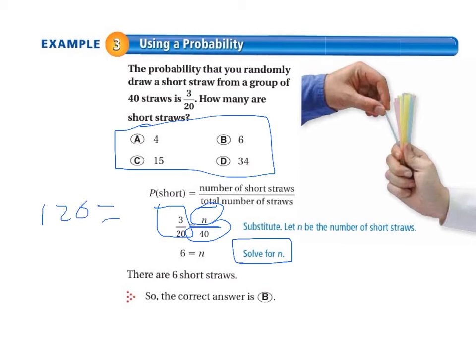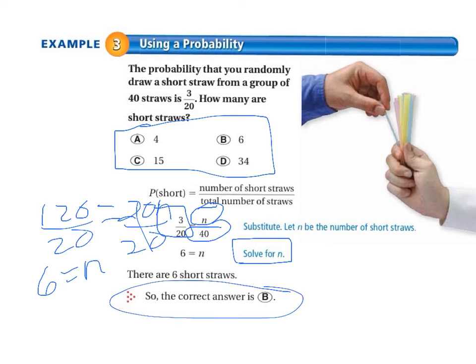and 20 times n equals 20n, and then they divided both sides by 20, and they found out that 120 divided by 20 equals 6, so 6 equals n. So there are 6 short straws, and the correct answer is B.